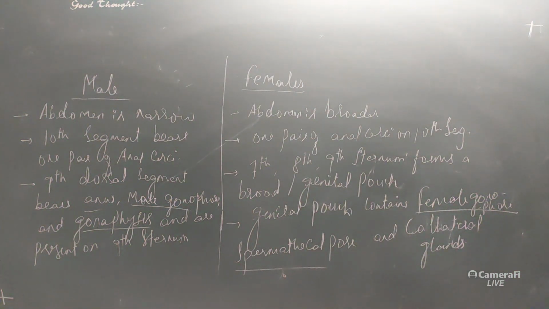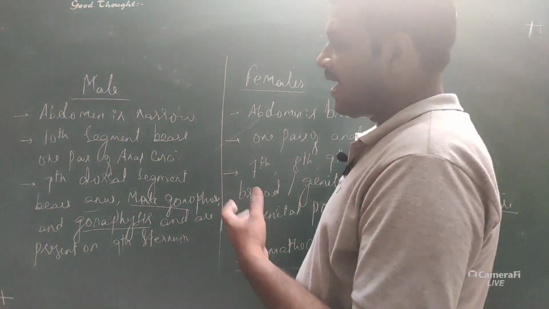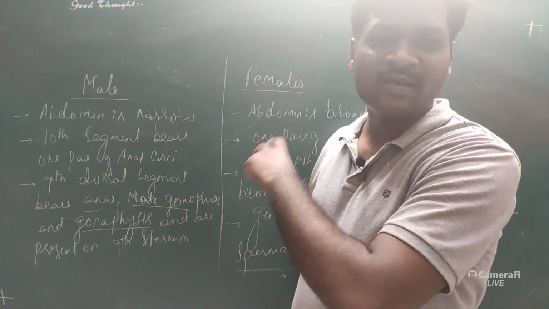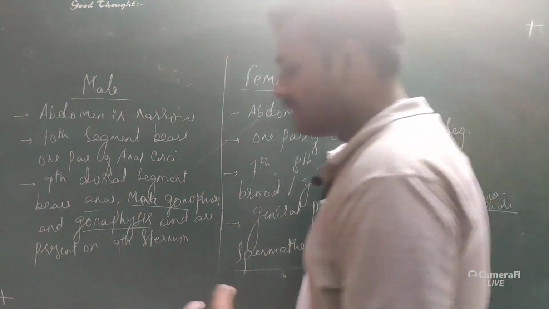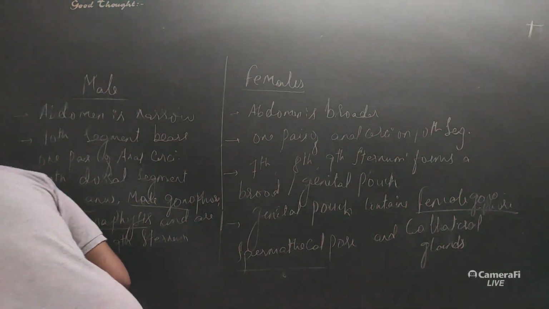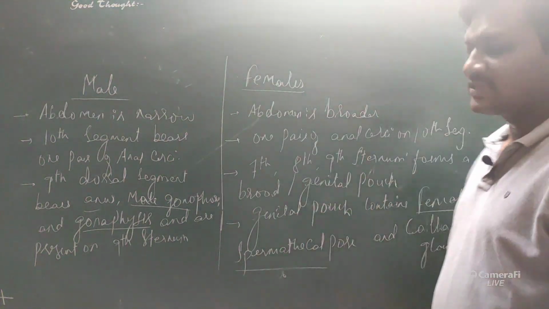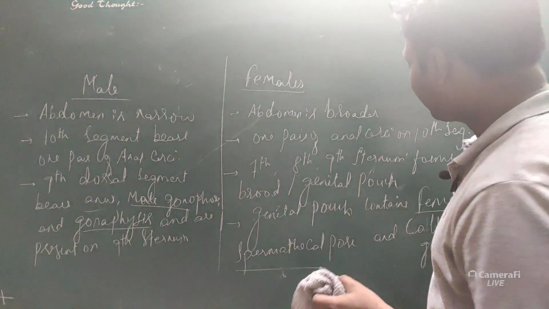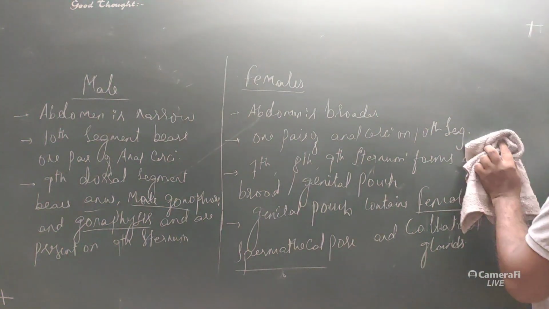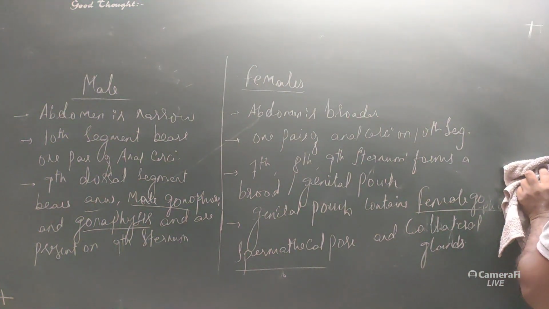Now let's move to another point, that is the anatomy. So this was about the morphological features. Now we'll move to the anatomy of the cockroach, and we'll discuss the digestive system, then the respiratory system, circulatory system and all. You can pause the video and note down the points.